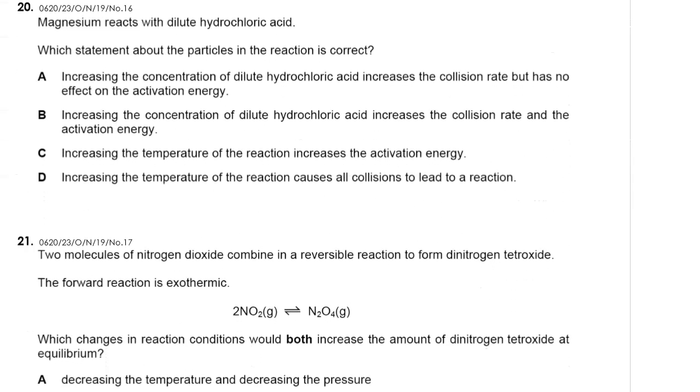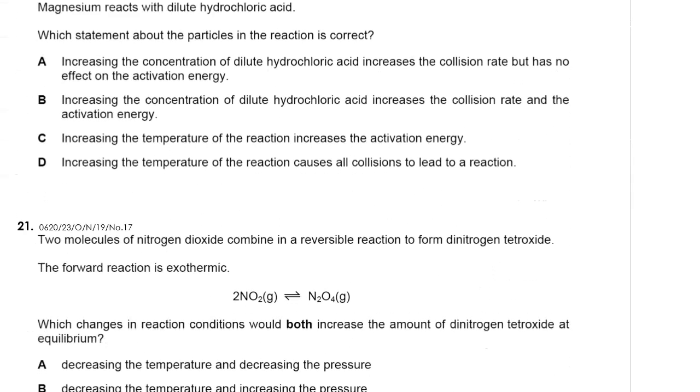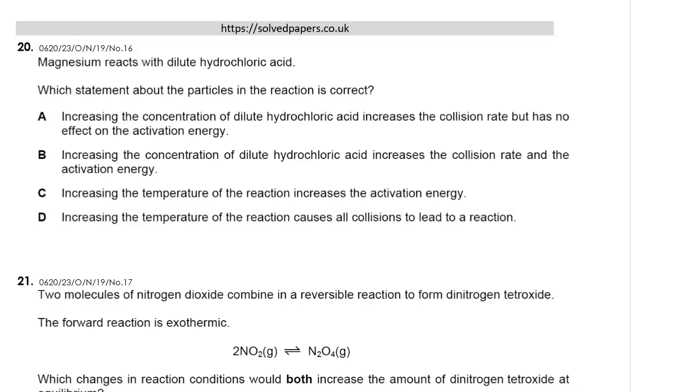Okay, let's proceed to question number 20. Magnesium reacts with dilute hydrochloric acid. Which statement about the particles in the reaction is correct? Increasing concentration of dilute hydrochloric acid increases collision rate, but has no effect on the activation energy. This is straightforward correct. The rest are not correct.